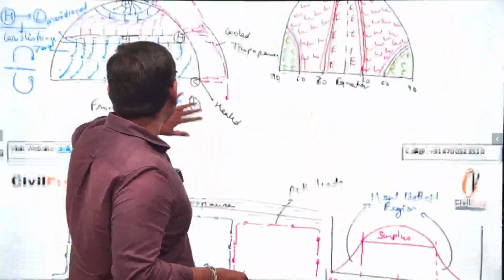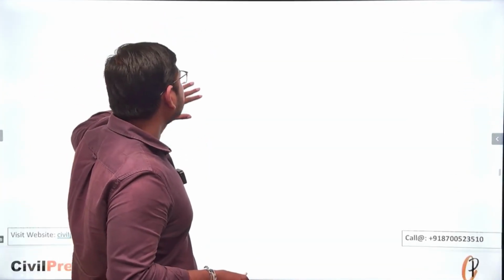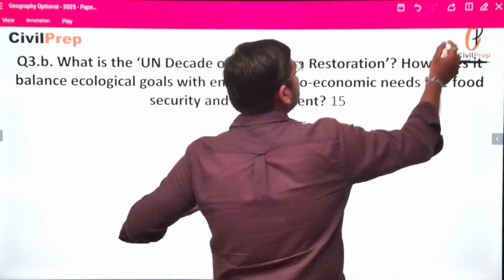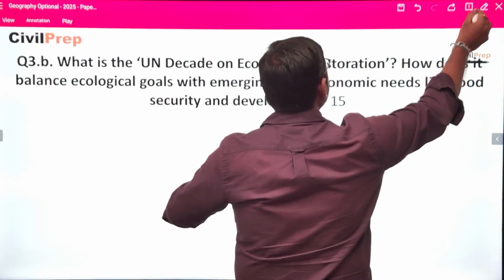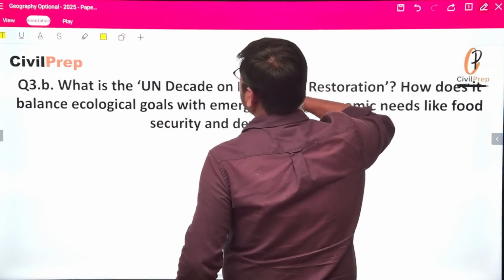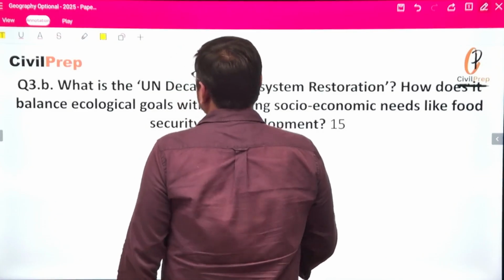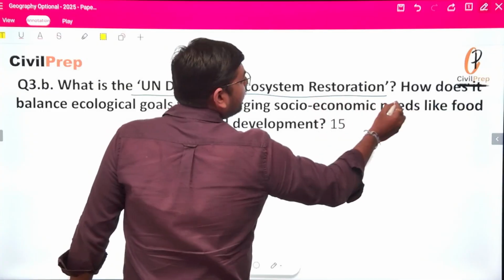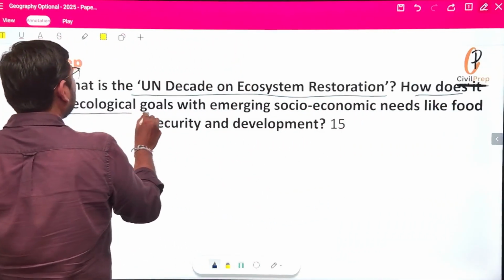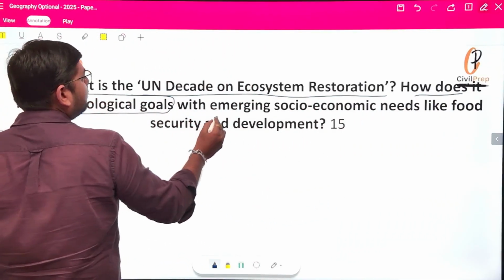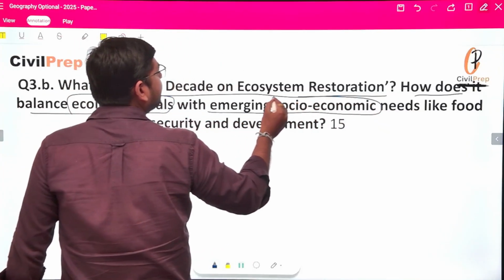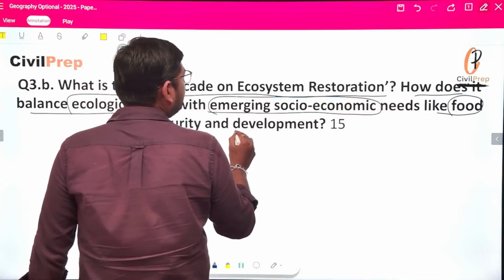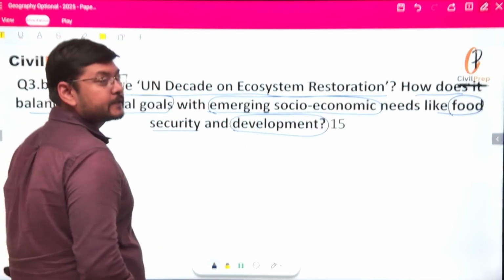Going to the next question. Here the question is, what is the UN Decade on Ecosystem Restoration? How does it balance ecological goals with emerging socio-economic needs like food security and development?